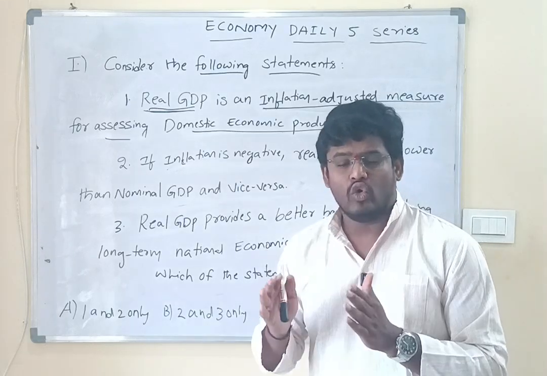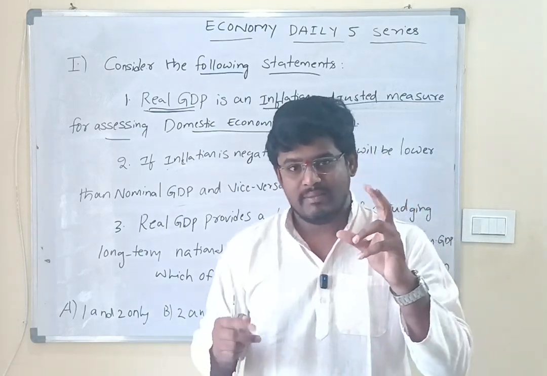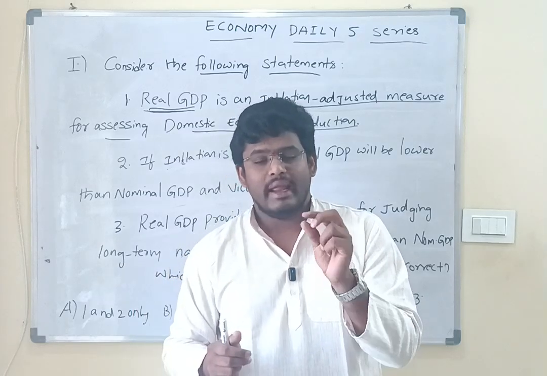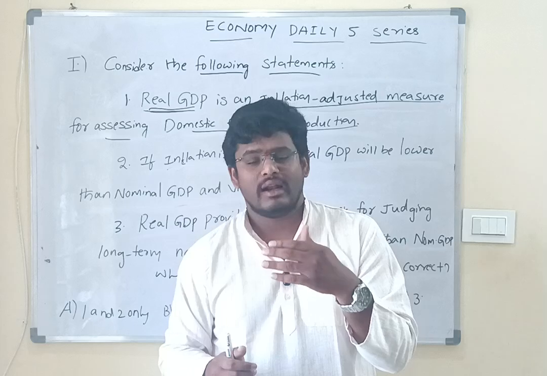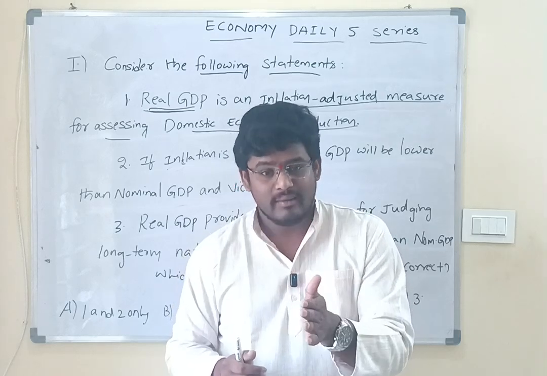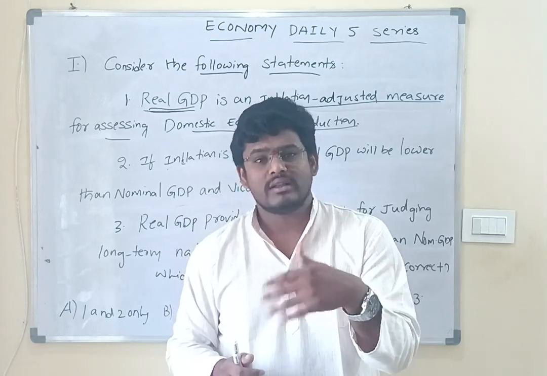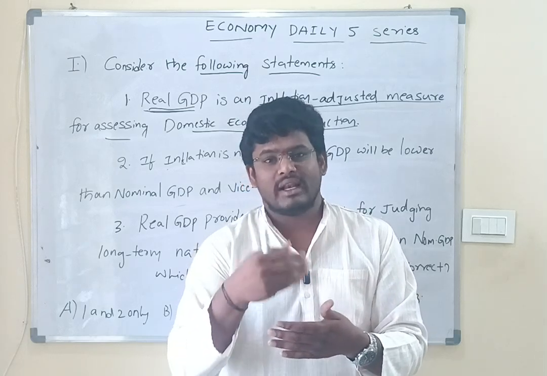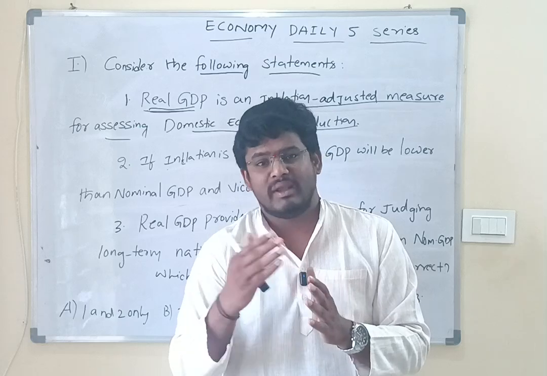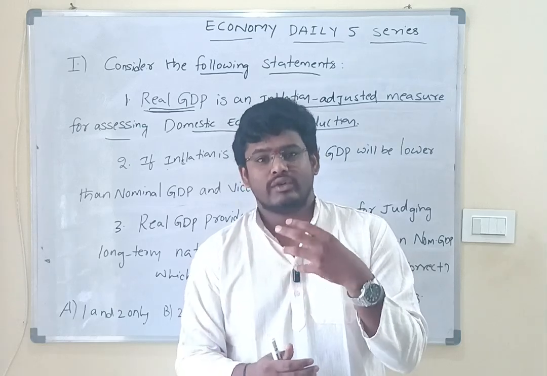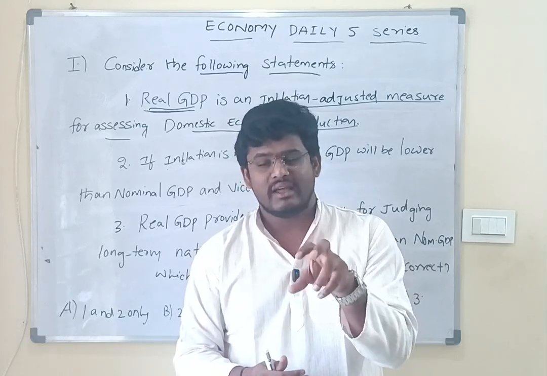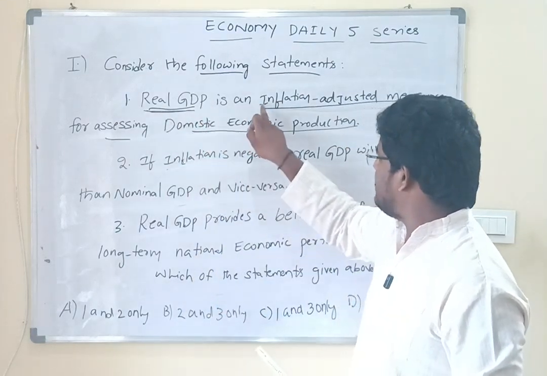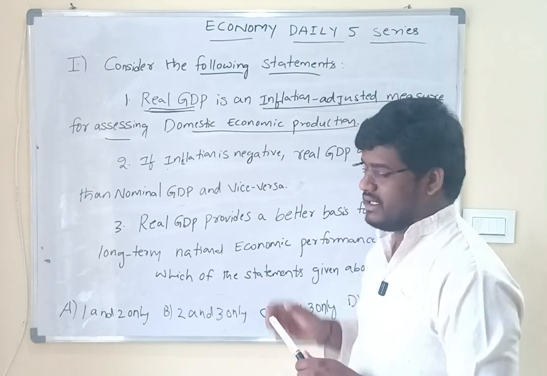So we have two types of GDP, which are nominal GDP and real GDP. In nominal GDP, prices increase, because we are going to take the prices from the current year. That is why, to overcome the problem of nominal GDP, we are going to take the prices from a fixed year, which is the base year. So that is why real GDP is an inflation adjusted measure.